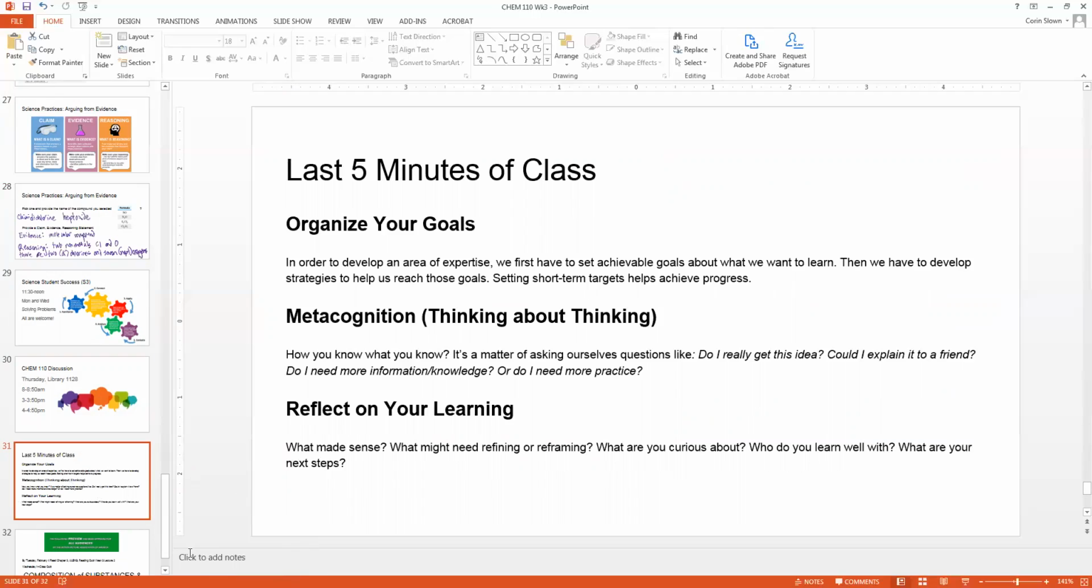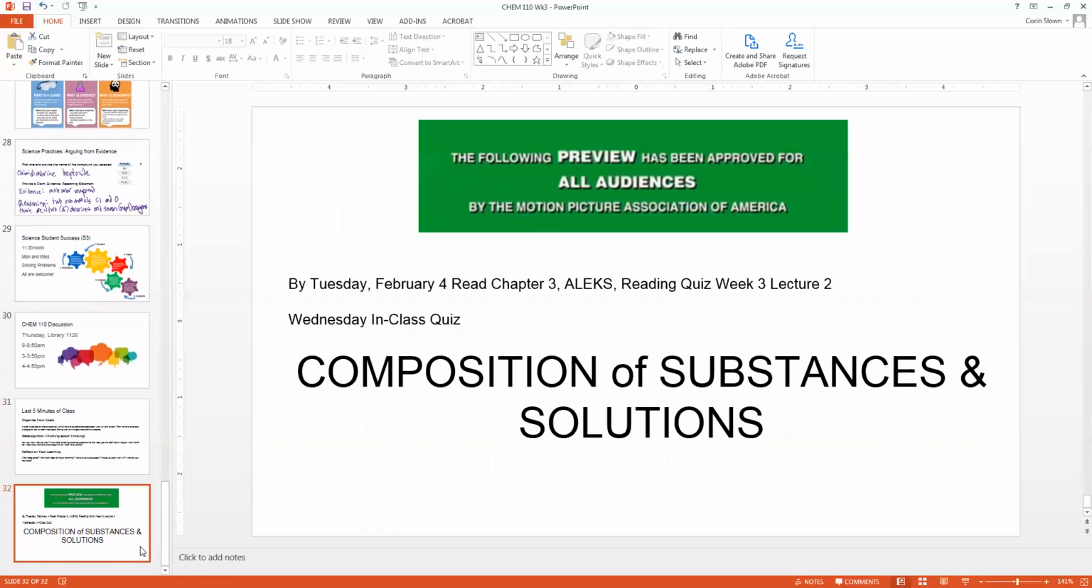Part of that process is reflecting on your learning. So what were things that made sense? Congratulate yourself if you've got a concept down and you've integrated it into your framework or your schema or the way that you think and organize knowledge. What might be something, though, that needs refining or reframing? What are you curious about? Who do you learn well with? What might be your next steps?